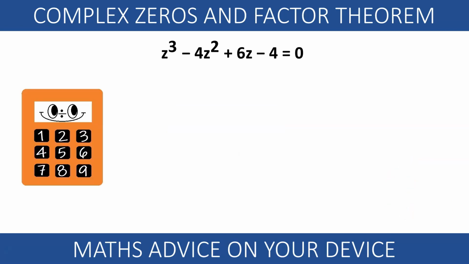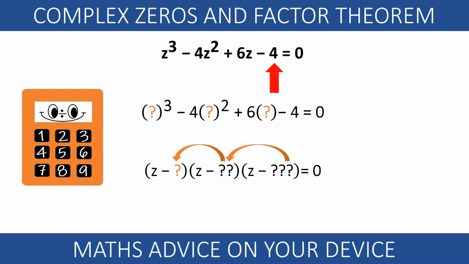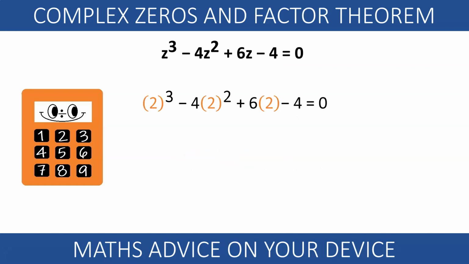Right, our cubic has one real solution. The clue here is to try numbers that go exactly into the constant term minus 4. Why? Well, when we write the cubic in factorized form, we can see that the three solutions multiply to give us negative 4. The real solution is a factor of negative 4. Our real solution is 2.